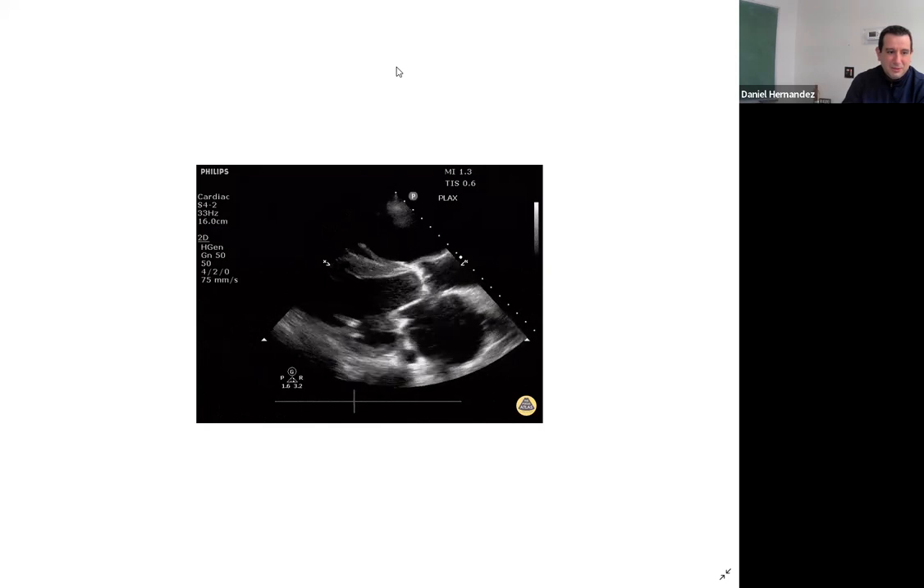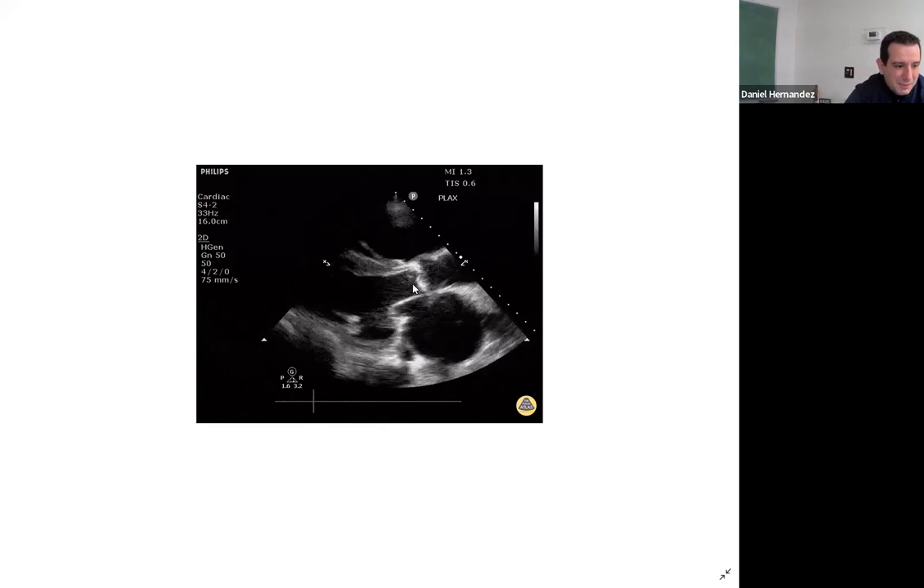So first thing you look at is that LV. Oh man, that doesn't look like it's beating very well. That EF looks really terrible. That posterior wall, it's not even doing much of anything. That septum's kind of just bouncing there a little bit. I don't even know if that septum's thickening a little bit, but who knows?